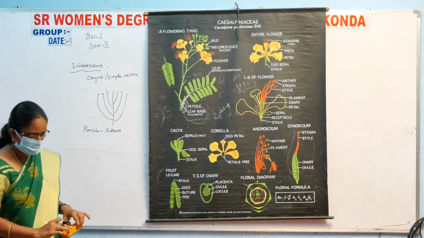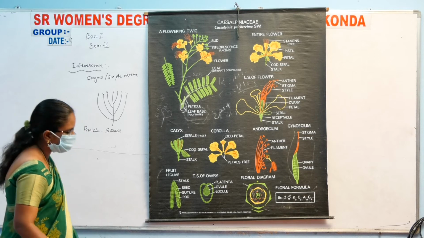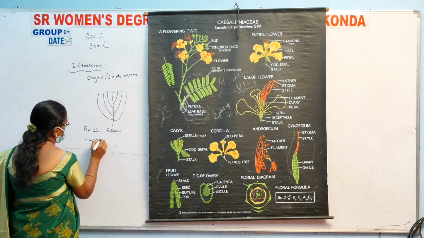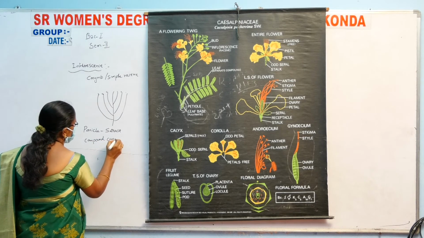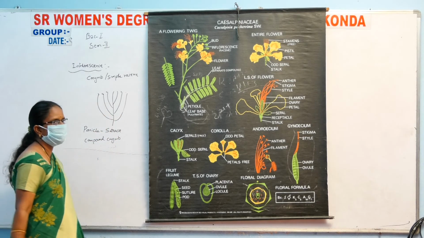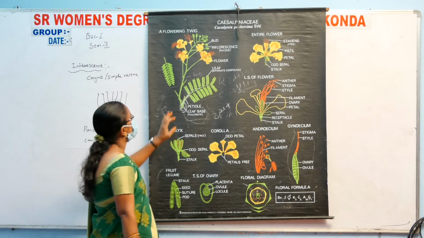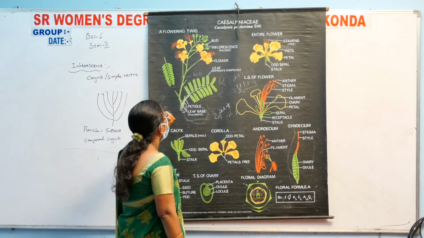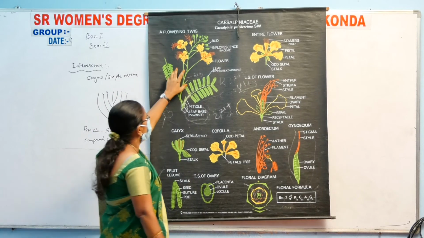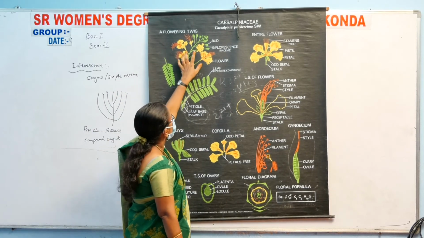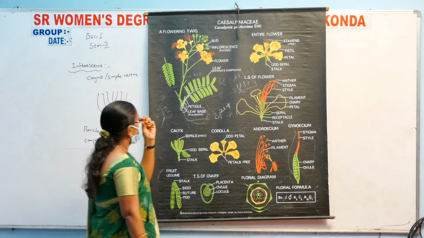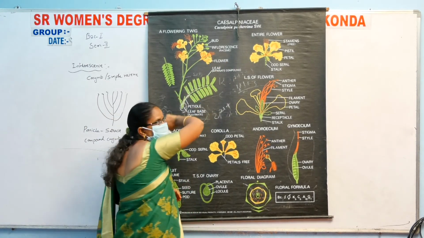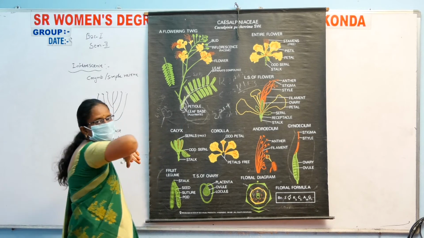Saraka indica. And in Cassia, compound corymb is also present in some types of plants. Normally, this is the simple raceme inflorescence. The old flowers are on the lower side and the young flowers are on the upper side. Simple raceme inflorescence. An example is Caesalpinia pulcherrima.